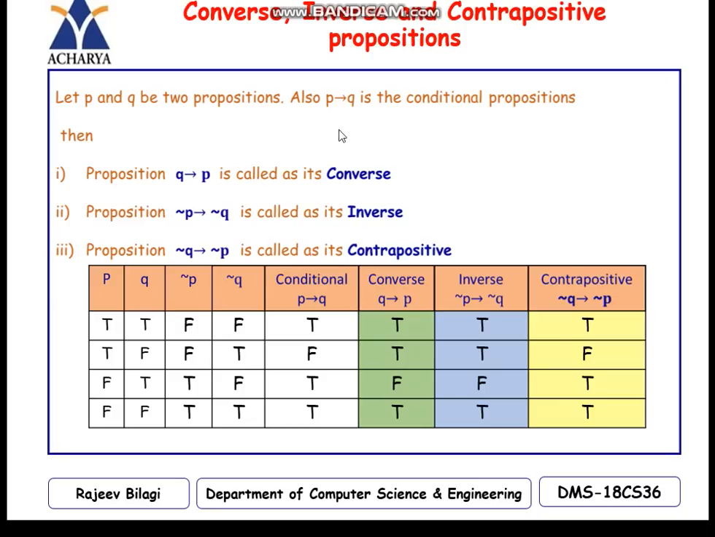Hope it is clear. Then taking negation on both sides. So P then Q is a given compound statement. The proposition negation of P then negation of Q is called the inverse of the proposition P then Q. Then negation of Q then negation of P is called the contrapositive proposition of P then Q.